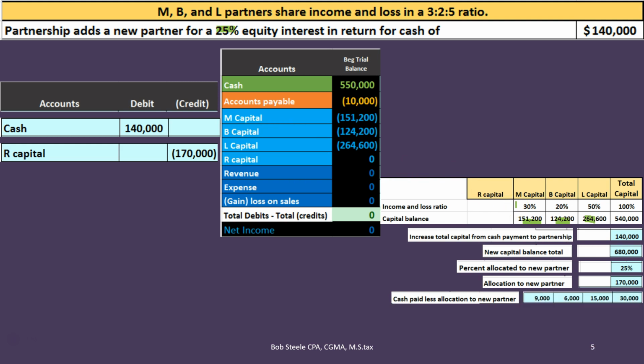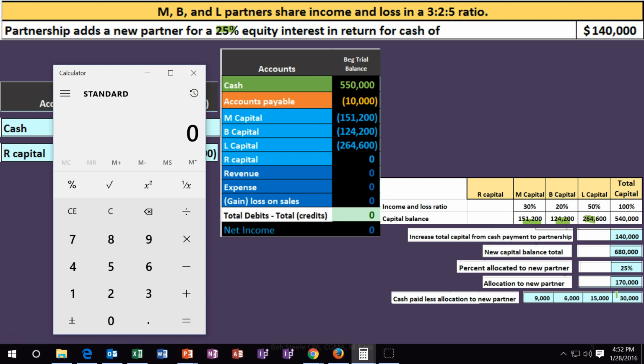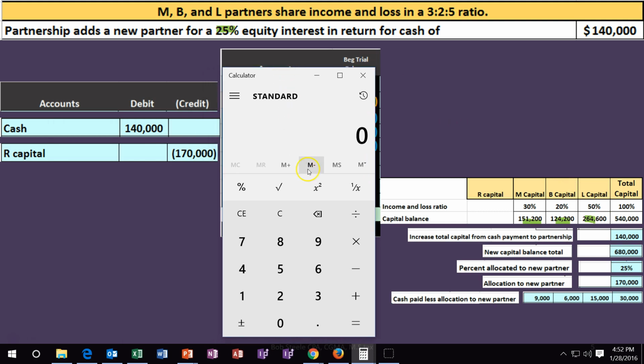So note what we have here. We've got this 30,000. If we look at that calculation, what we're saying is the new partner was put on the books for, we can look at it either way. We can say the new partner was on the books for 140. That's how much they paid, and we put them on the books for 170. Therefore, we have a difference of this 30,000.